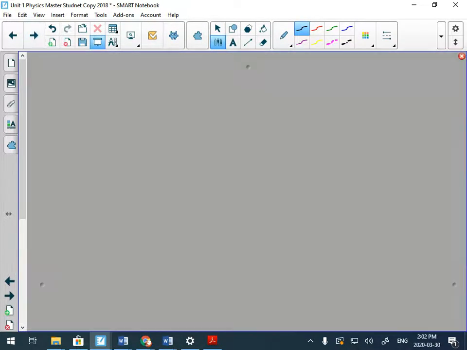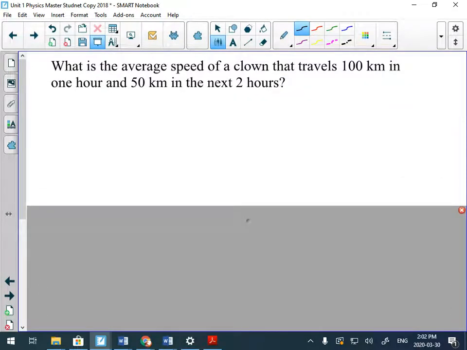Okay, let's try another question. What is the average speed of a clown that travels 100 kilometers in an hour and 50 kilometers in the next 2 hours? Okay, so the clown went 100 and then it went another 50. So do we agree the total distance this clown has traveled is 150 kilometers? I hope so. Remember, clowns are merciless killing machines, and they will stop at nothing to just take you out. So 150 kilometers for a murderous clown, absolutely nothing in the big scheme of life.